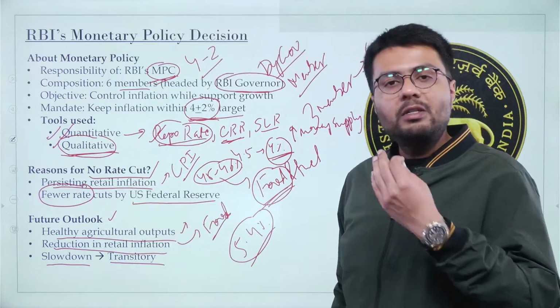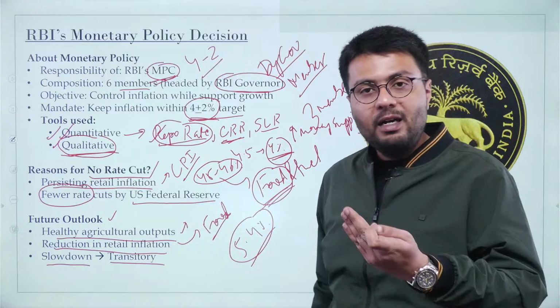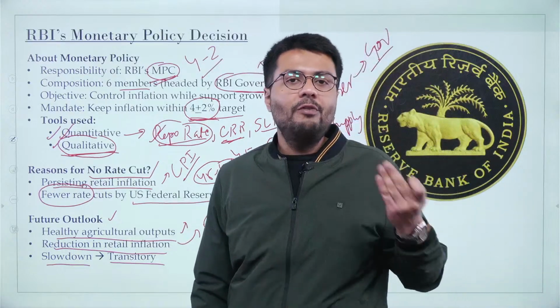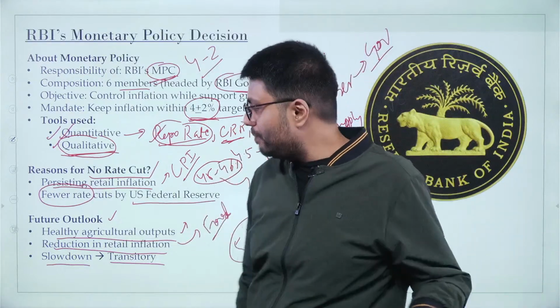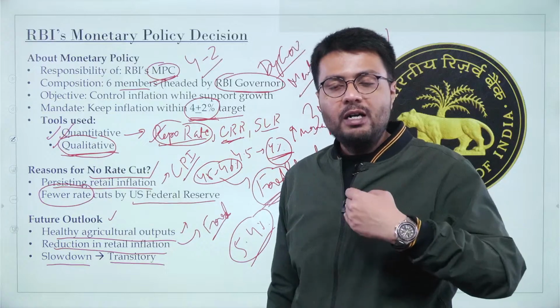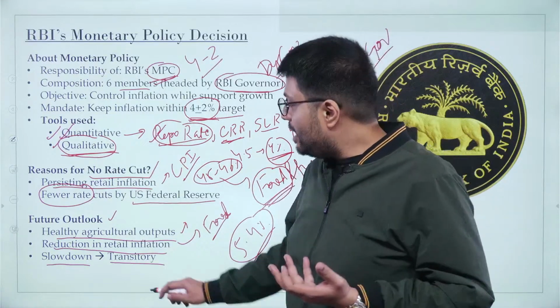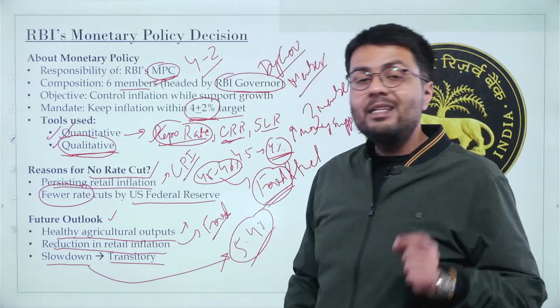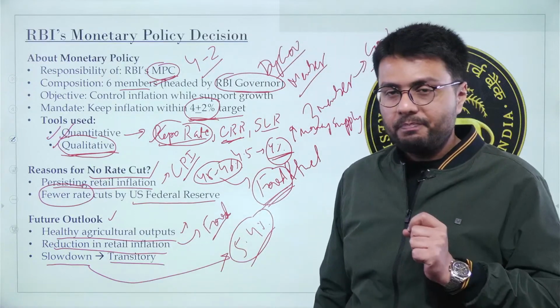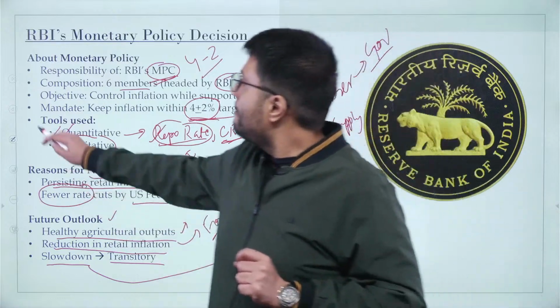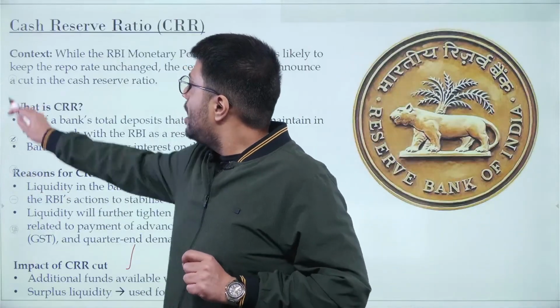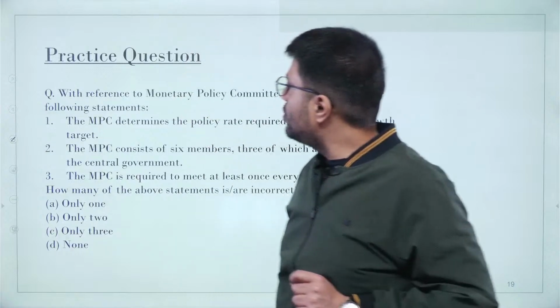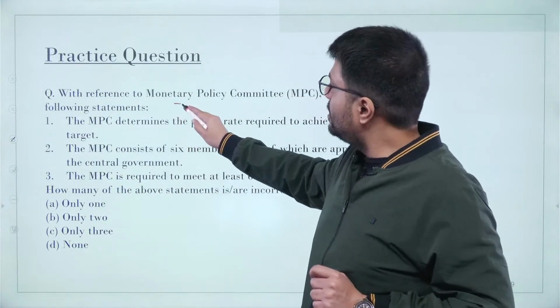The industry sector, primarily the mining sector, was affected due to increased rainfall in this monsoon season. And as the conditions have now become conducive, it will lead to economic recovery, and hence this slowdown is rather transitory in nature. Okay. So this was our today's discussion, and let us now solve the practice question with reference to Monetary Policy Committee.